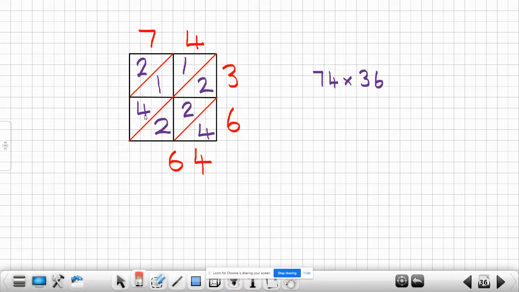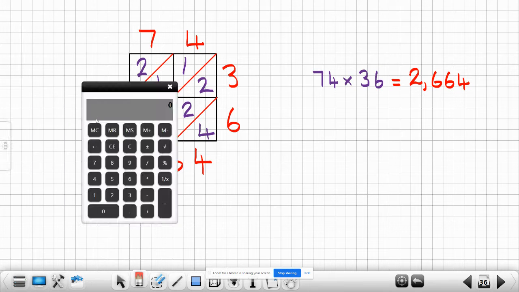And then here's our next diagonal. So 4, 1, and 1. 4 and 1 is 5. 5 and 1 is 6. And then finally, we need to look above that diagonal and we have a 2. So the answer to 74 times 36 is 2,664. Let's check it.